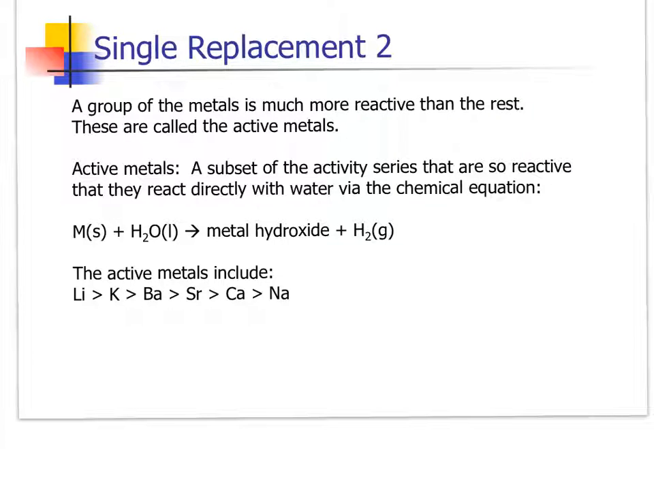In the next chapter, we will be continuing our look at chemical reactions. We will start combustion and double replacement reactions.